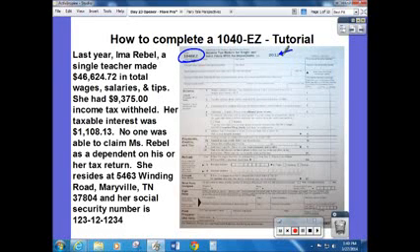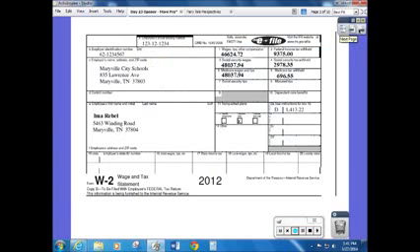She resides at 5463 Winding Road, Maryville, Tennessee 37804, and her social security number is 123121234. So where did we get these numbers? These first two numbers, the 46,000 and the 9,000 that's withheld, she got those numbers from her W-2, wage and tax statement. This is provided by the employer, and they provide it also to the Internal Revenue Service. It looks like Miss Rebel's employer is Maryville City Schools.